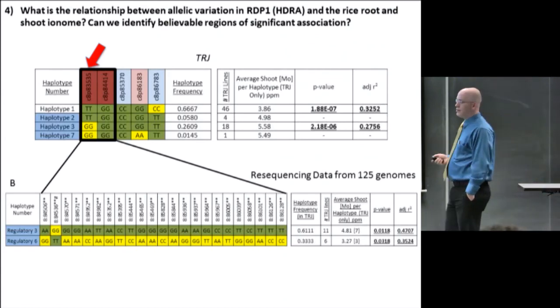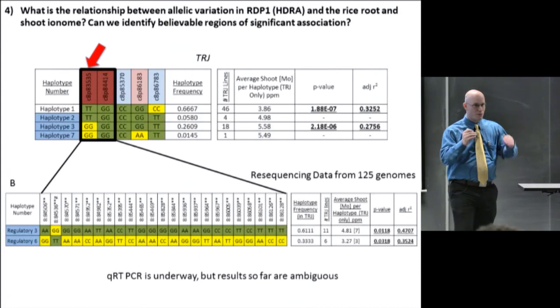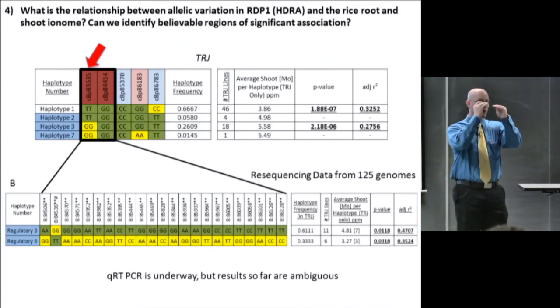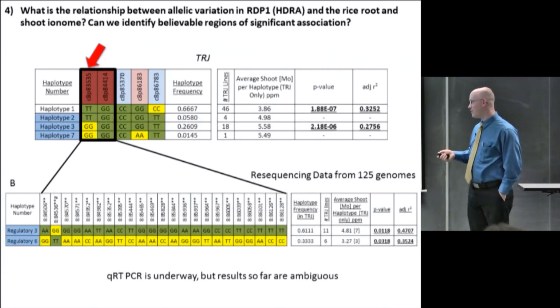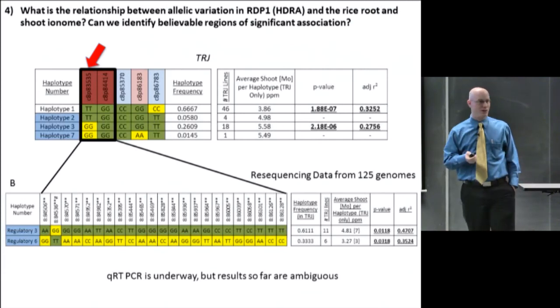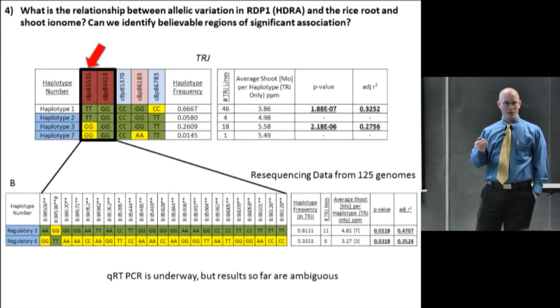qRT-PCR is underway, but the results are ambiguous. Okay, so you can imagine how much of a bump in gene expression you need to increase your molybdenum from 3 ppm to 4 ppm, right? So we'll notice that these 2, we've looked at these and we notice that these 2 are expressed in very similar ways, and we need to increase the resolution, their ability to discriminate between things that are expressed at low levels.